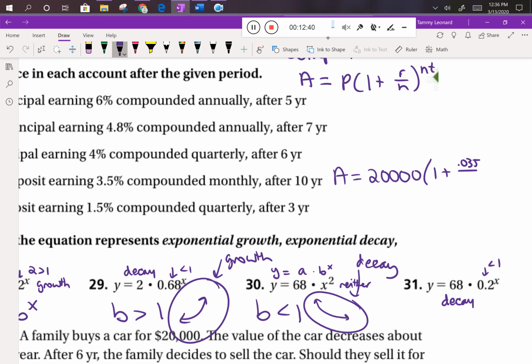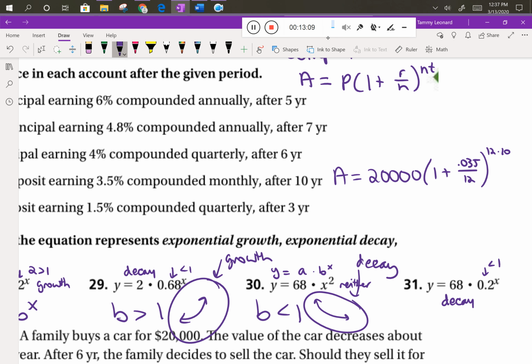Okay, 3.5% goes into the formula how? 0.035. All right, it says compounded monthly. So what's N? How many times per year is monthly? 12. So there's 52 weeks, there's only 12 months. Okay, so 12 is going to be my denominator, but then my power is going to be 12 times the number of years, because T is always done in number of years. How many years in this problem? 10.